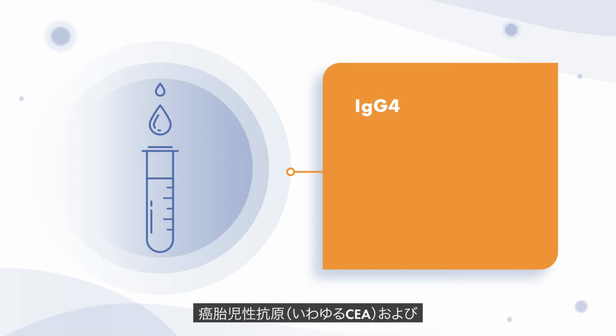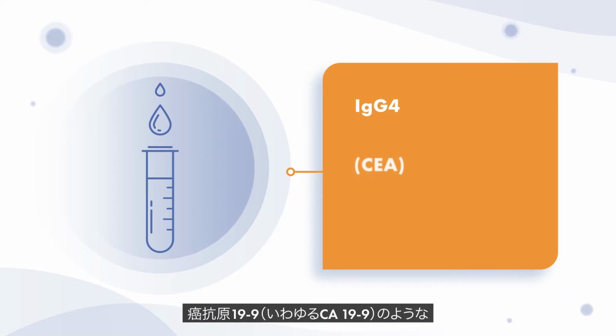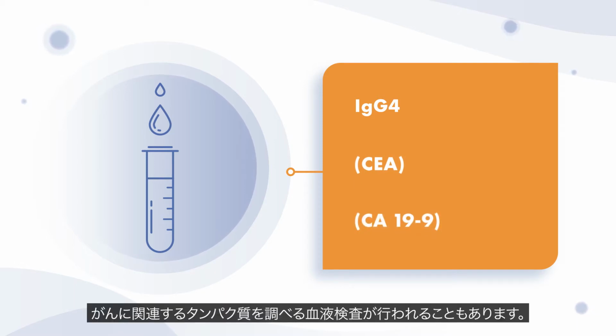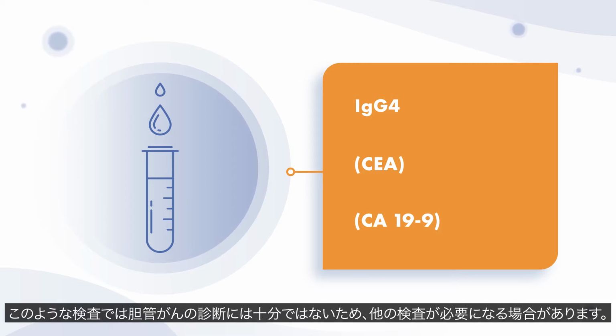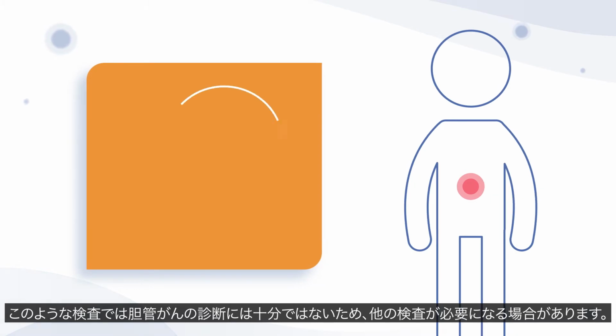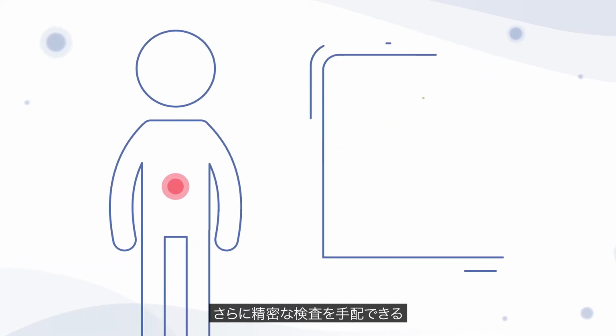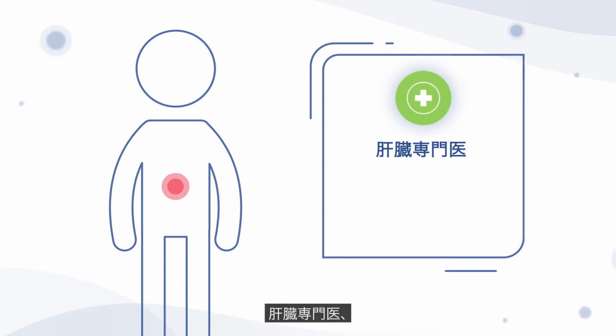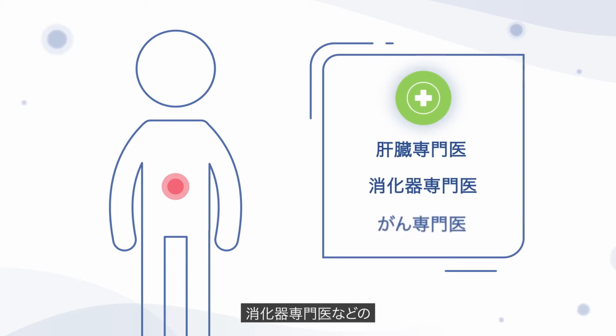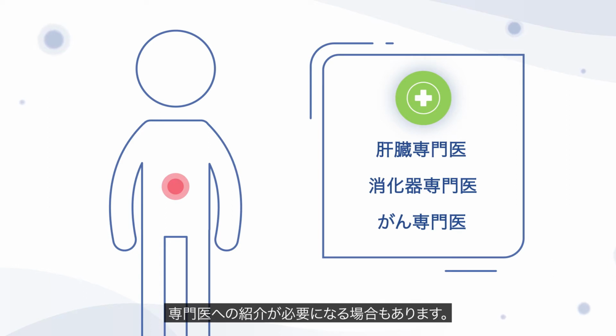cholangitis, as well as proteins associated with some cancers, such as carcinoembryonic antigen, known as CEA, and cancer antigen 199, known as CA199. These tests are not enough to diagnose cholangiocarcinoma, so other tests may be necessary. In some regions, the GP or primary care physician may be able to organise these, or they may need to refer you to a specialist, such as a hepatologist, gastroenterologist, or an oncologist, who can organise further tests.